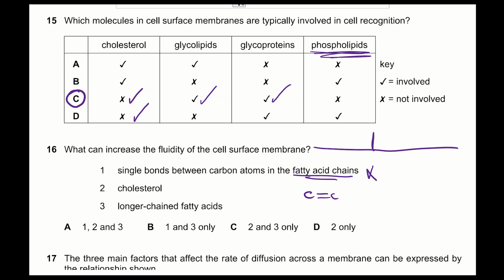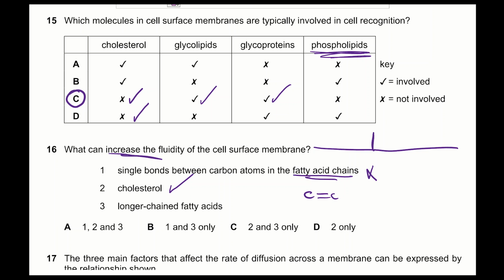2. Cholesterol. When the temperature is low, cholesterol actually increases the fluidity of the cell surface membrane. And when the temperature is high, cholesterol lowers the fluidity of the cell surface membrane, and it acts as a fluidity regulator. Therefore, at low temperatures, it can increase the fluidity of the cell surface membrane. Therefore, this is correct. For 3, longer chained fatty acids. Now, this is incorrect.